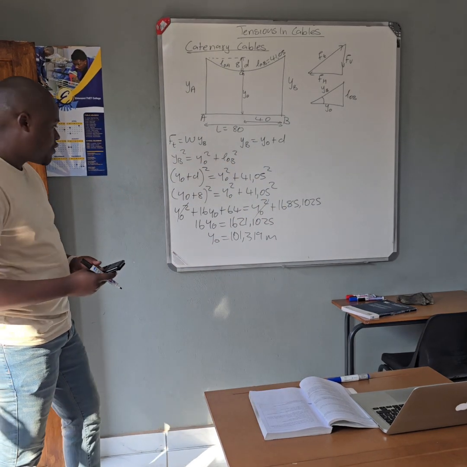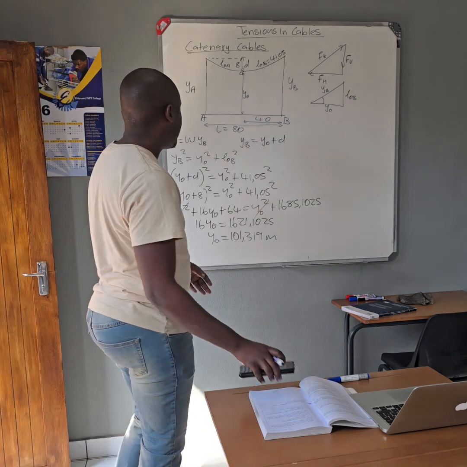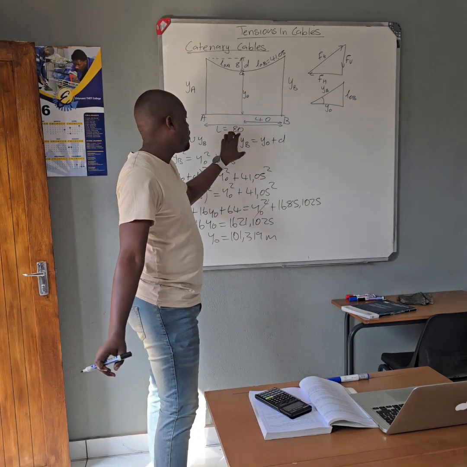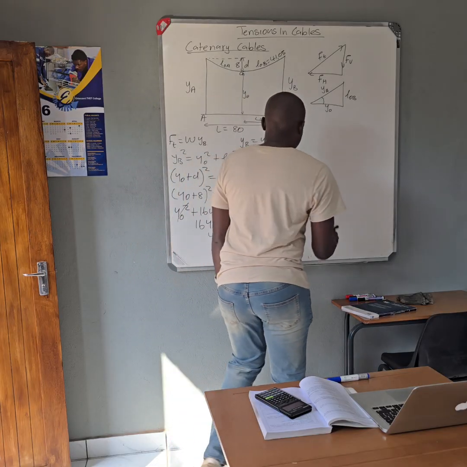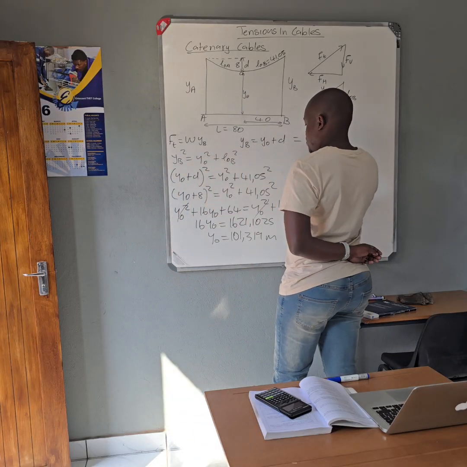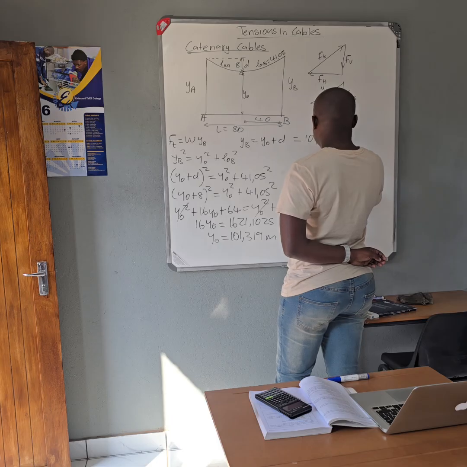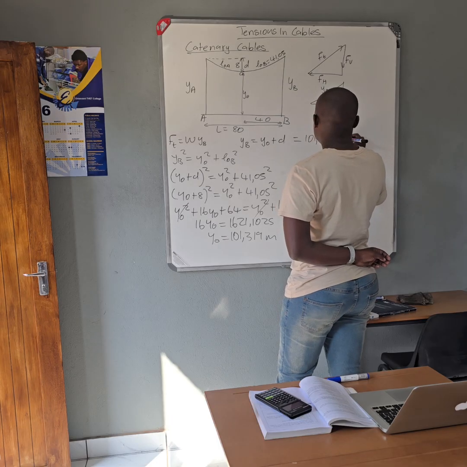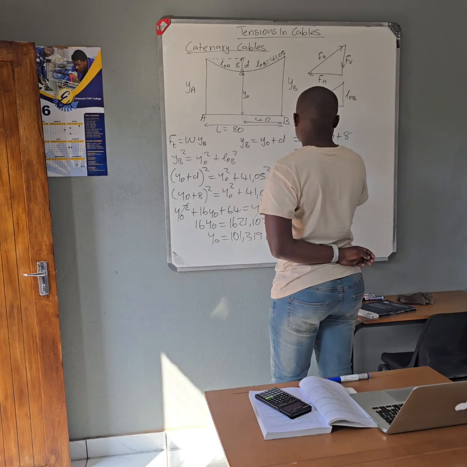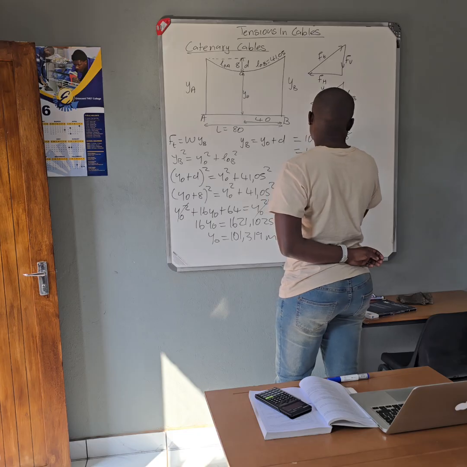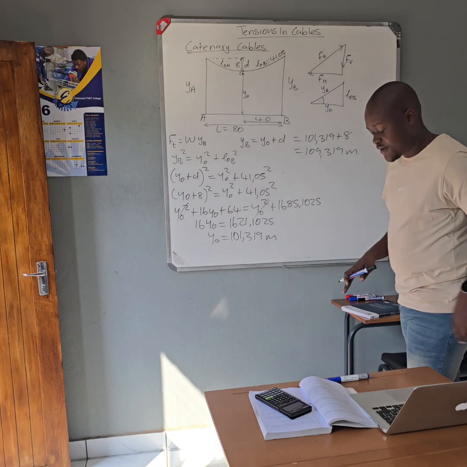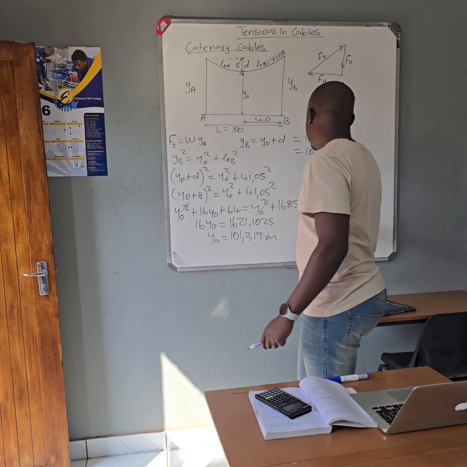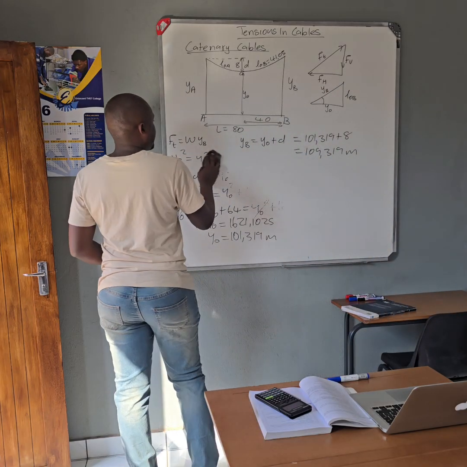Once you have yO, add OD, and you get yB. So this is now going to be equal to 101.319 plus 8. So this is going to be 109.319 meters.